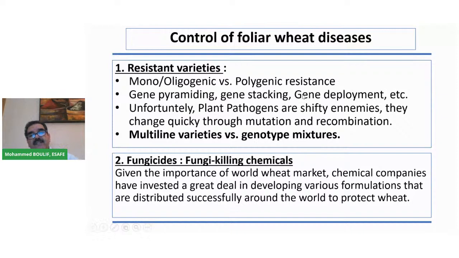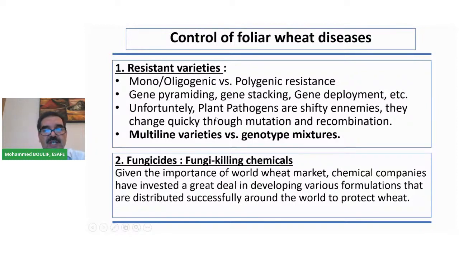And if you have several varieties with several genes, you can deploy them over large areas. If you know that the fungus has different races in different agrosystems, then you can deploy the pertinent gene in the area where the predominant race is.